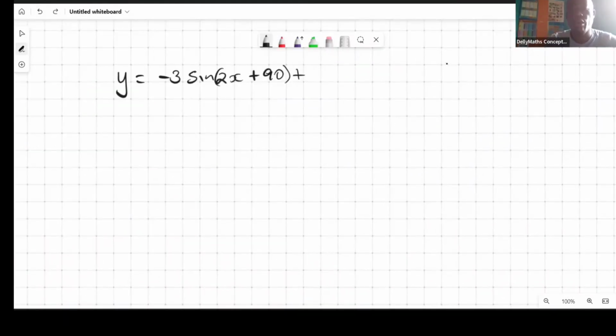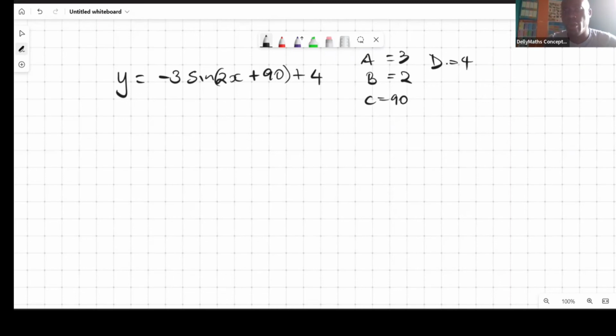Or we could go up 4, all right? So let's write down what we have. Our amplitude is a positive number at all times. Remember, though, that your amplitude is a distance, and all distances are positive. B is equal to 2. C is 90, and D is 4.